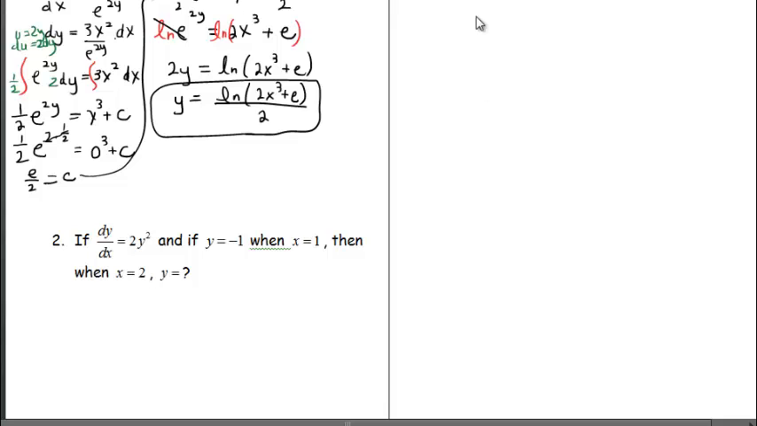All right, taking a look at this one right here. If the derivative equals 2y squared and they're giving you some points here, or at least 1 point. If y is -1 when x is 1, then when x is 2, what's y? Well, I think without saying it, I'm going to have to go back and find y. So I'm going to separate the variables. I'm actually going to only divide out the y squared and leave the 2 with the dx.